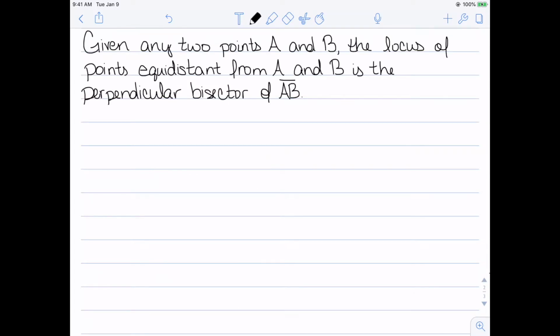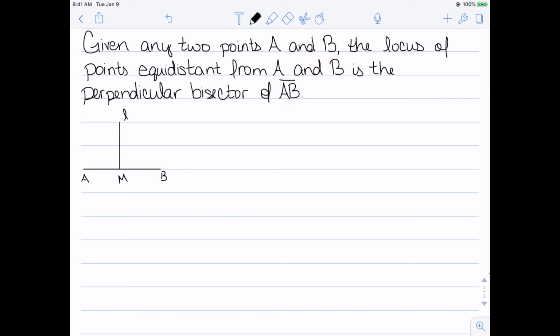The perpendicular bisector theorem says that if we're given any two points A and B, the locus of points equidistant from A and B is the perpendicular bisector. This means that every point on the perpendicular bisector has the same distance from A and from B. And if any point satisfies that the distance between A and this point and the distance between B and this point is the same, it will be on that perpendicular bisector.